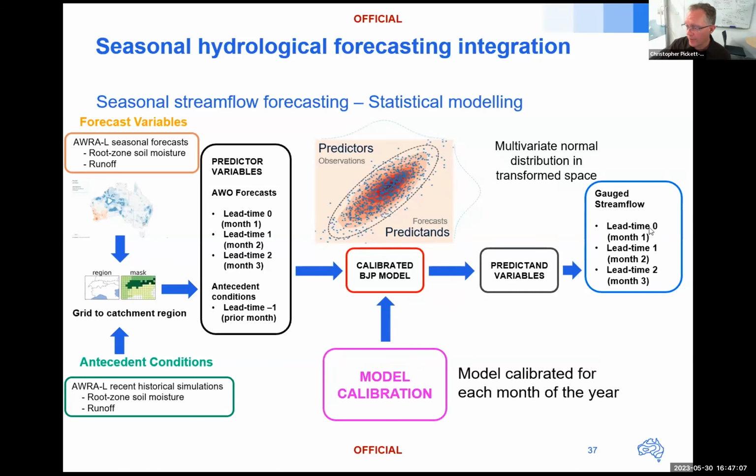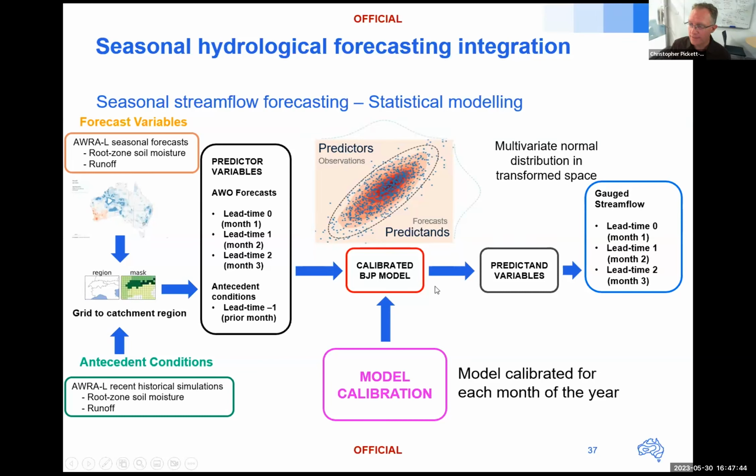Now, the important part here is the model calibration. How do we calibrate this statistical model, which again is a multivariate normal distribution in transform space? Just to reiterate, with this particular formulation of the model, both the predictors and predictands are treated as random variables that are very likely correlated in time and space, or in this case, mainly time. And so if you fix the predictive variables to a single value, such as the median of these 4 input forecasts, you can get a conditional probability of the outcome, which is our seasonal streamflow forecast.